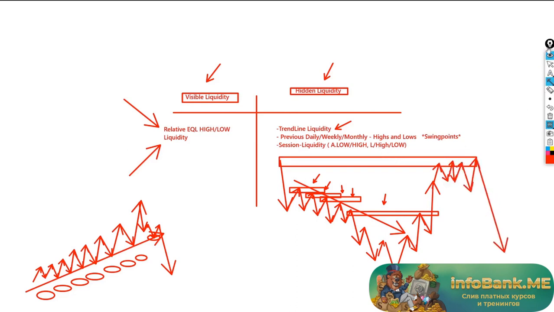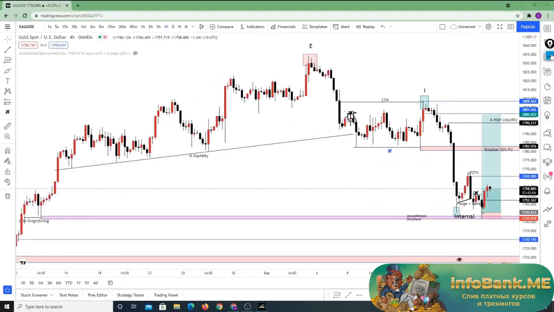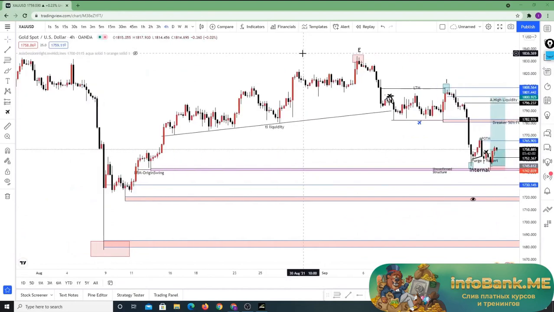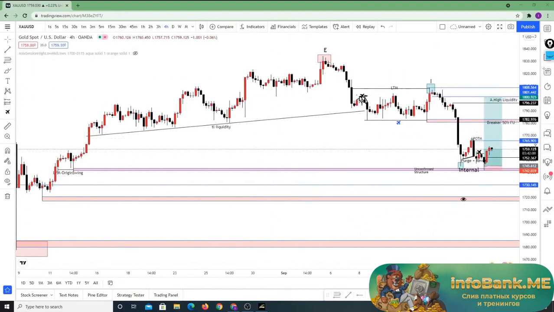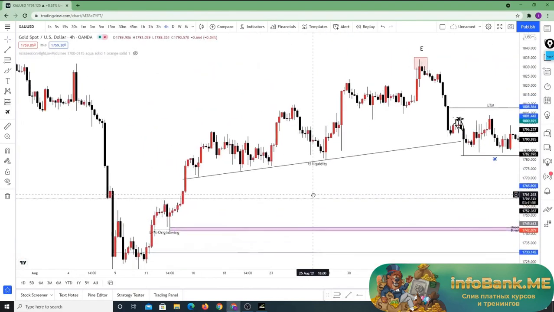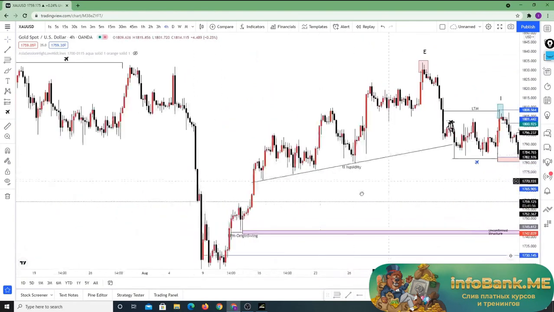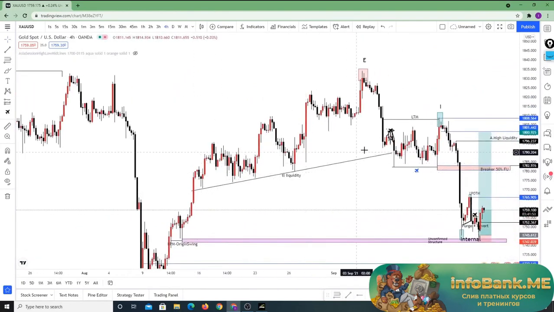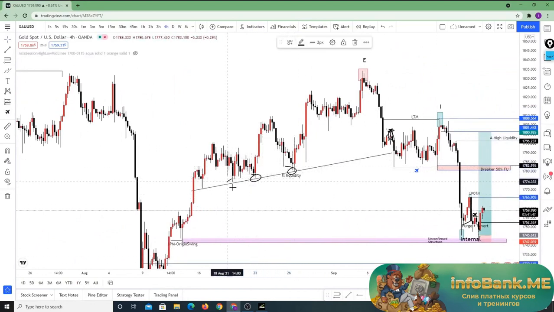So let's now look at a single example. I don't think we need much explanation here. As you can see, I've already labeled this for you. We've got trendline liquidity right here. As you can see, this is a trend line. We've got multiple touches, 1, 2, 3, 4. As you can see, it doesn't need to be exact, right? You just need to identify with your eyes where the trend line liquidity is sitting.